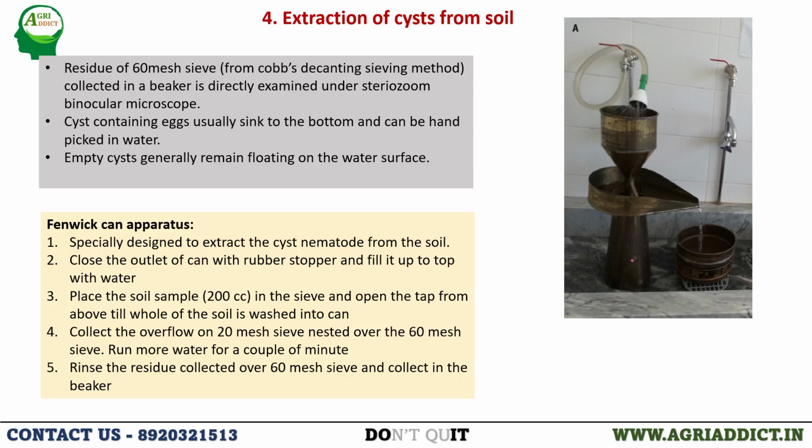The next method is extraction of the cysts from the soil. The residue of the 60 mesh sieve, which is used in the Cobb sieving and decanting method, can be directly examined under the stereo binocular microscope for the observation of the cyst nematodes. The residue is collected in a beaker and directly examined under the microscope.